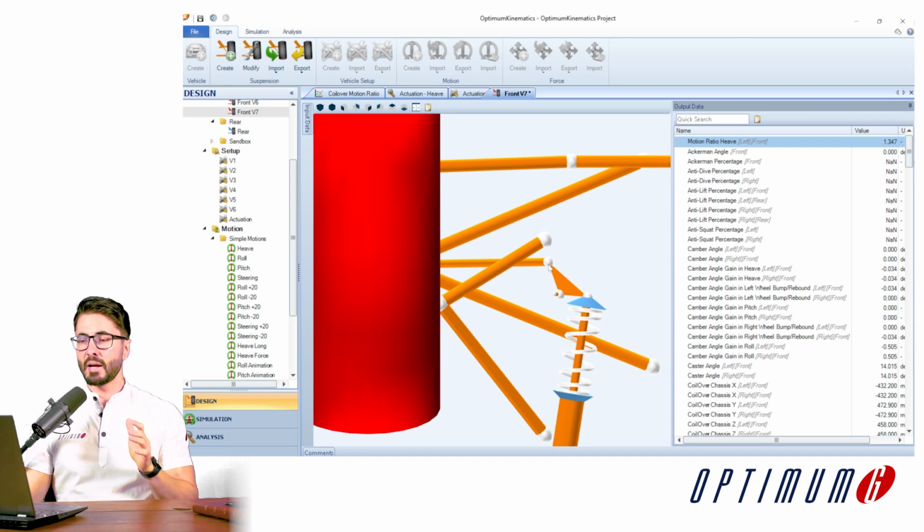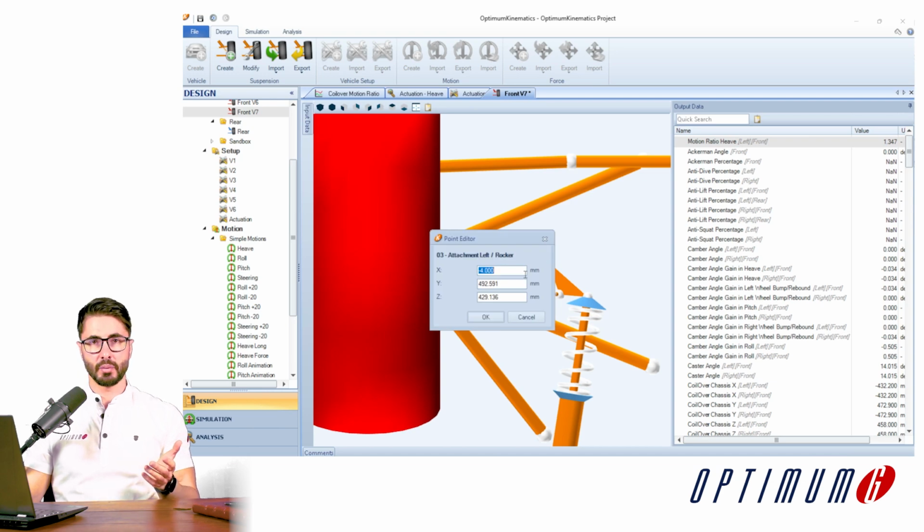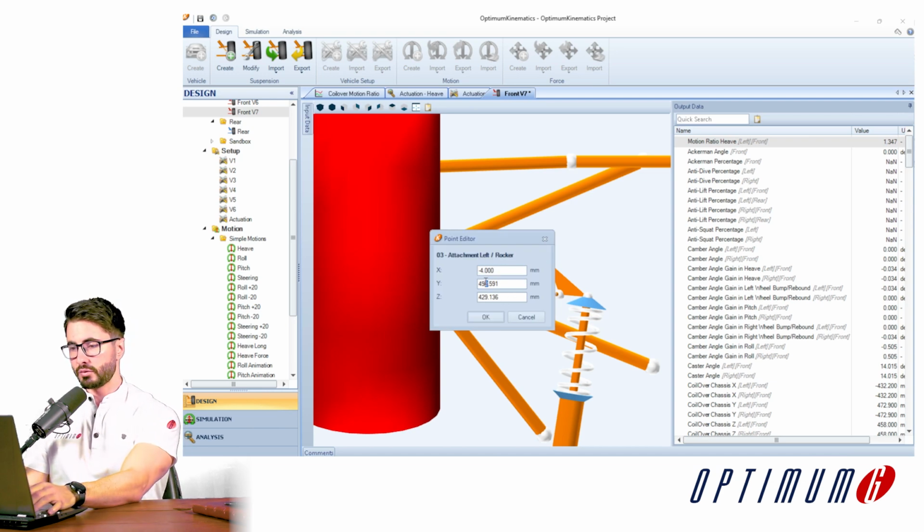In this case, I prefer to change the push rod pickup point in order to have a more similar angle. We would have to send this pickup point a little bit more inward, and then we should get an angle closer to 90 degrees as well.